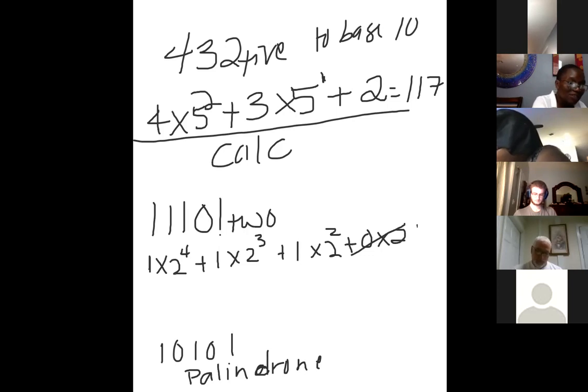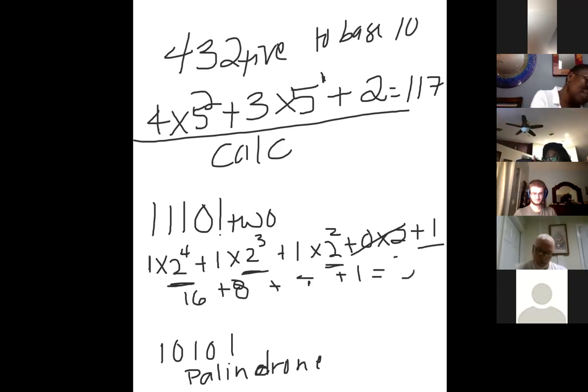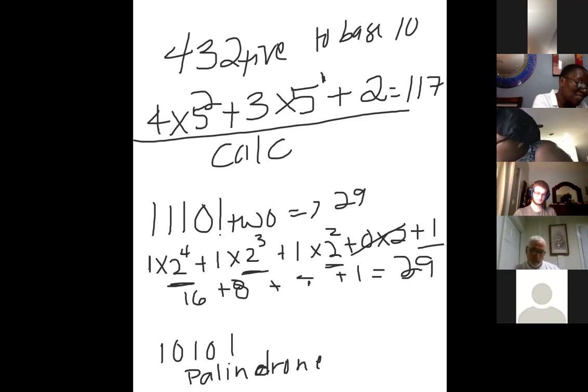And then the last digit is 1. So essentially on your calculator, because when you multiply by 1, you get the exact same thing right back, you're going to do 2 to the 4th plus 2 to the 3rd plus 2 to the 2nd plus 1. And that will give you a number. So put it on your calculator. 2 to the 4th is 16. 2 to the 3rd is 8. 2 to the 2nd is 4. And then we add the 1. So the answer turns out to be what? 29. There you go. So pretty much 1101 in base 2 is going to be 29 in base 10.